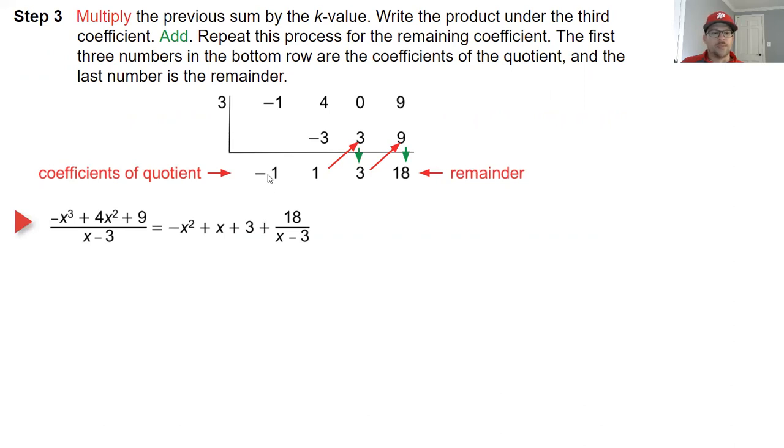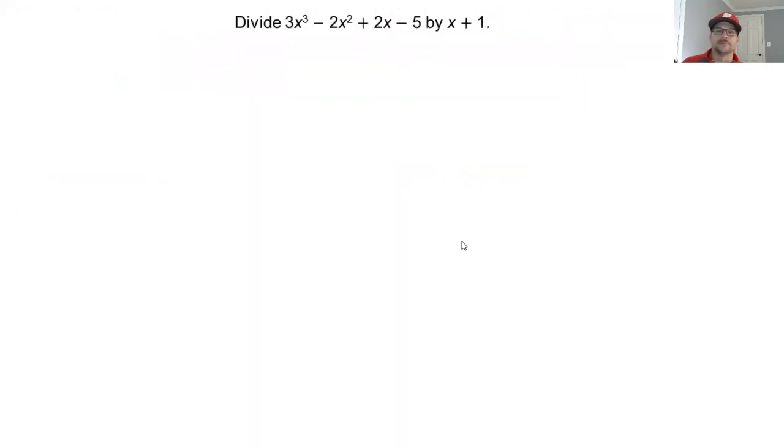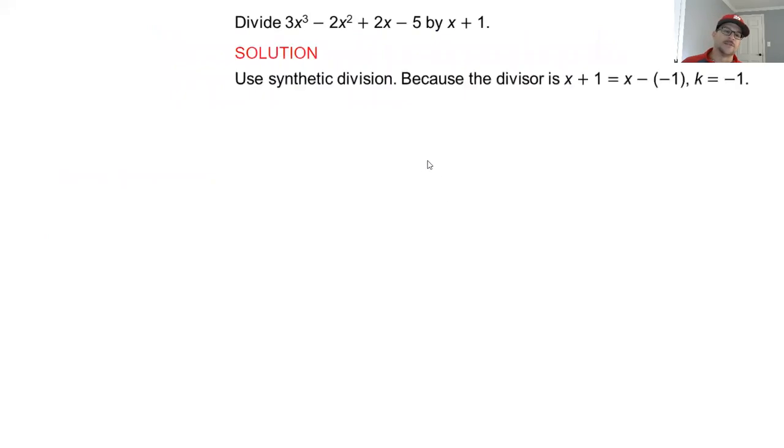Okay. Now, whenever you're rewriting this in terms of your terms, you're going to start with one that is 1 less than what you started with. So your -1 becomes -1x squared because you started with an x to the third. +1 becomes an x because that is in the next order of standard form. 3 is the constant by itself, and then 18 is your remainder divided by what we originally started with in our division. Let's try another one with synthetic division.